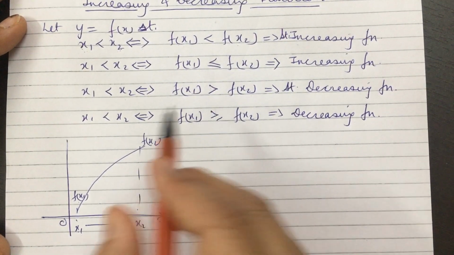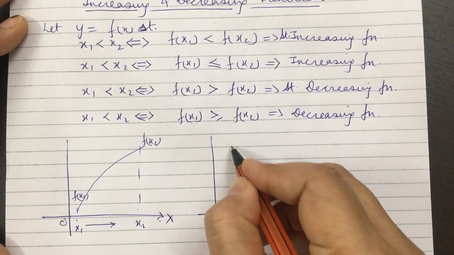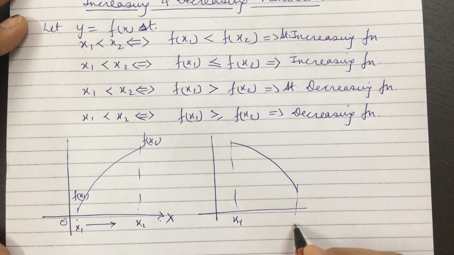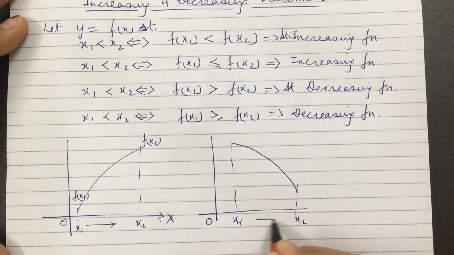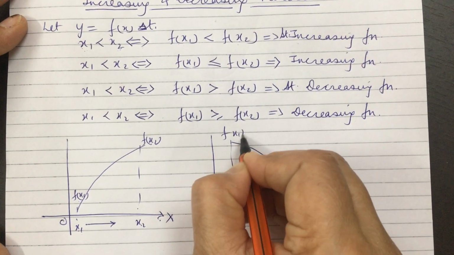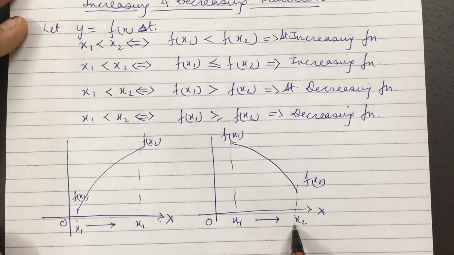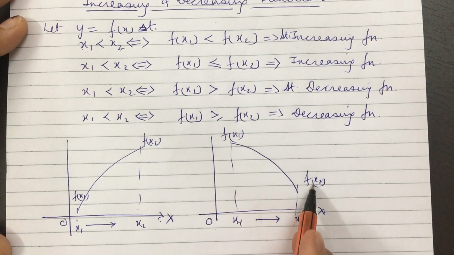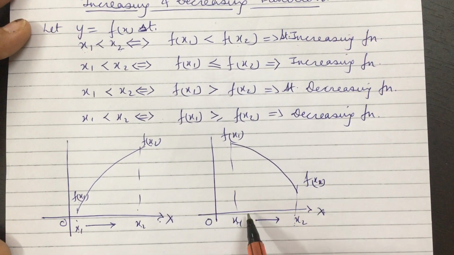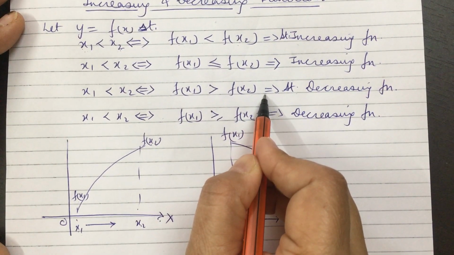Similarly, if we have a graph like this, where this is x1 and this is x2, as we move from left to right along the x-axis, this is f(x1) and this is f(x2). As x increases, the value of f(x) decreases. Clearly f(x2) is less than f(x1).